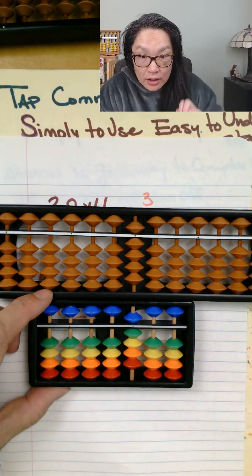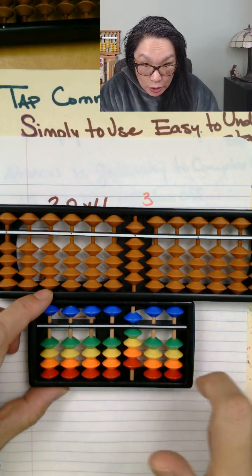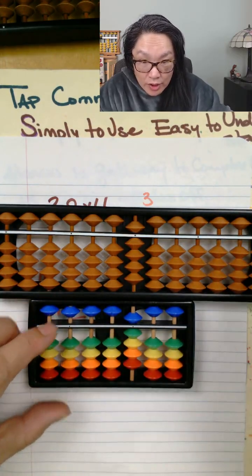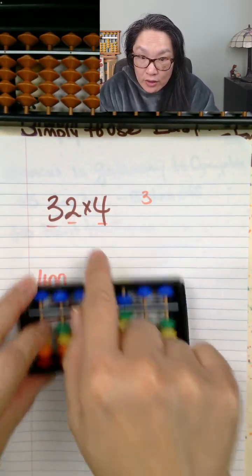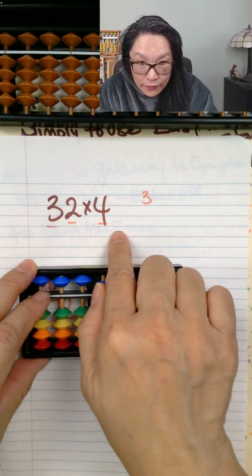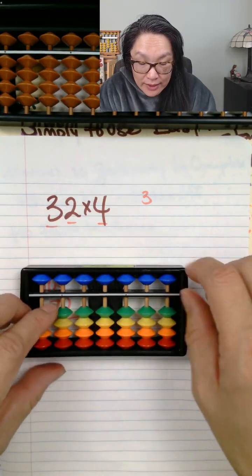Make sense? Okay. So I'm going to continue on with multiplication, and then we'll do our subtraction. The first thing we're going to figure out is that the bead on the bottom equals 1, and the top bead equals 5. Yes, thank you, Mary.